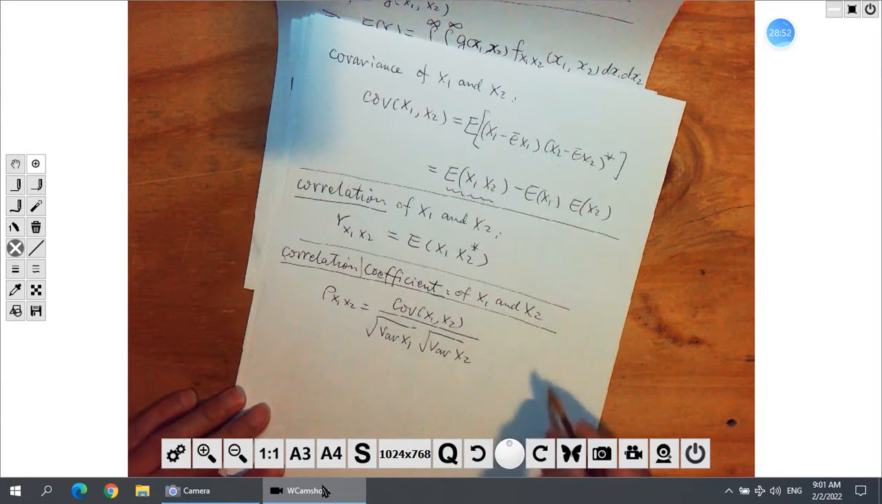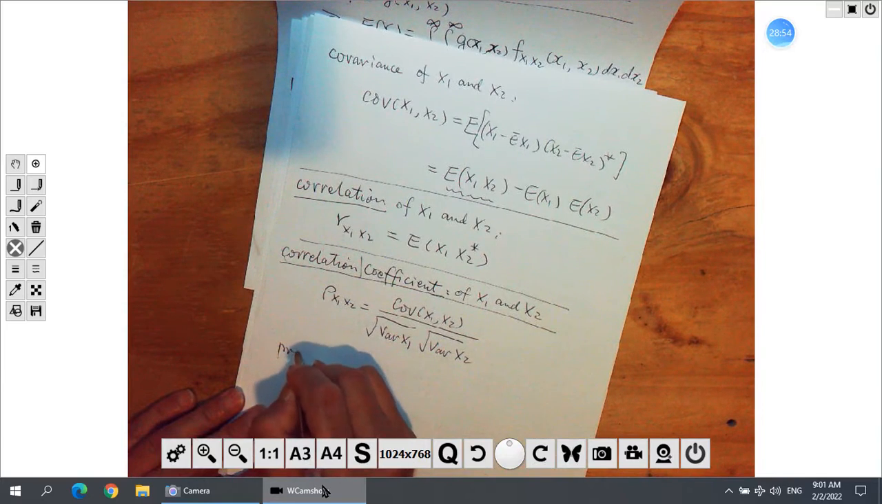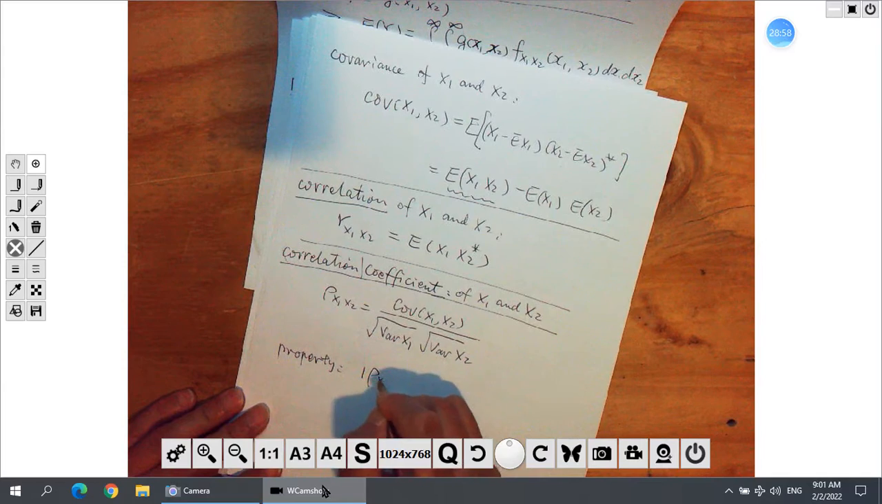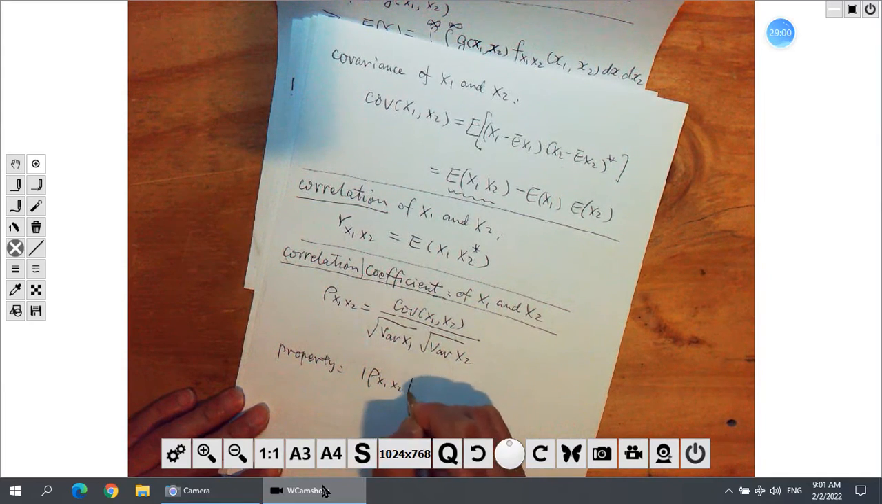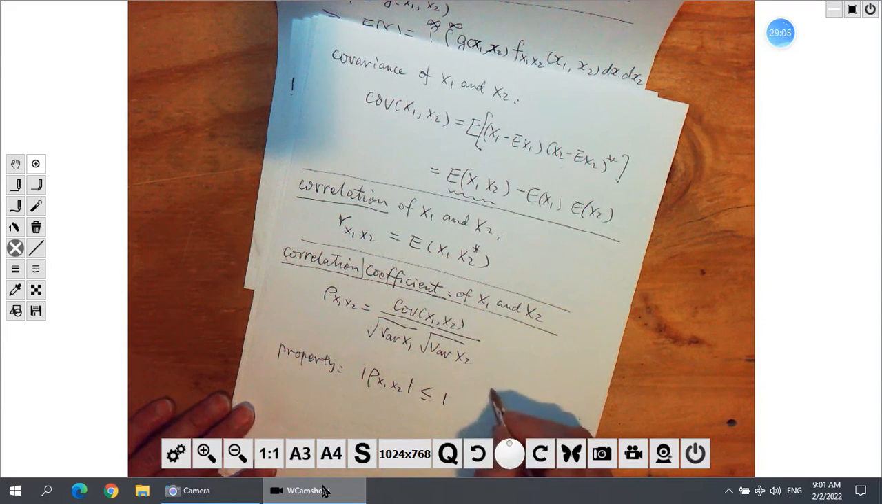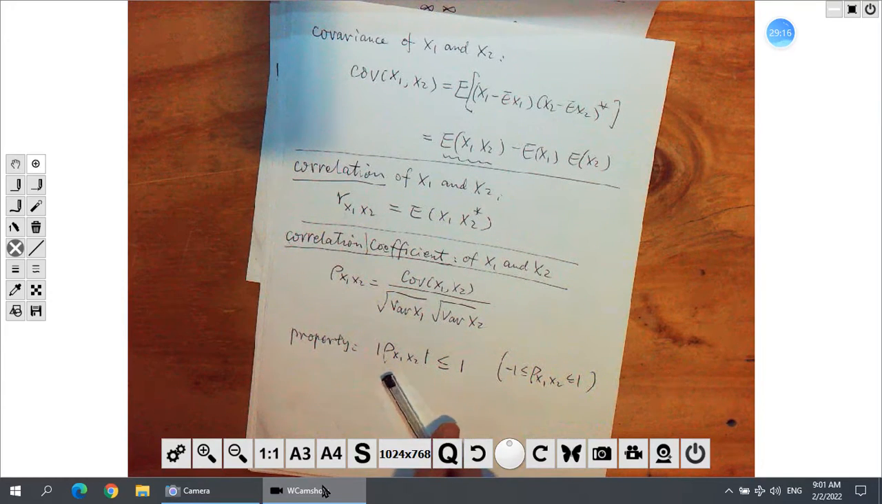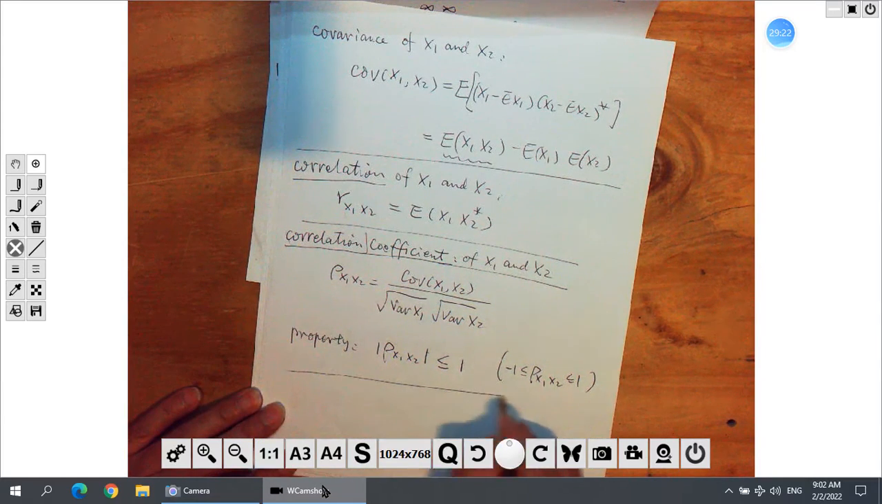And we have a property. This rho x1 x2, taking the absolute value, will be a number no more than 1. In other words, rho is a value between negative 1 and positive 1. And we have this. This is a property for the rho, the correlation coefficient. Right.